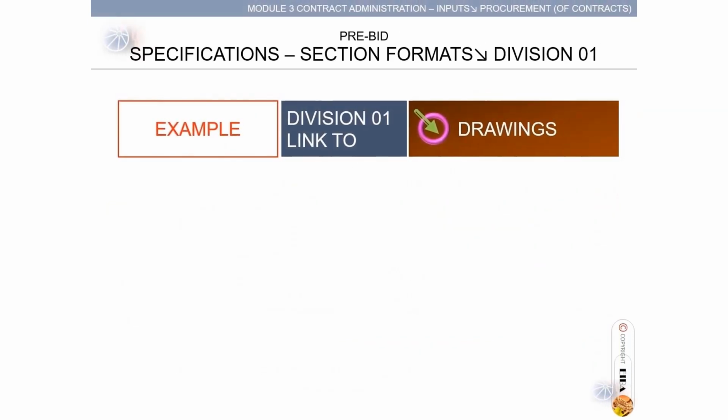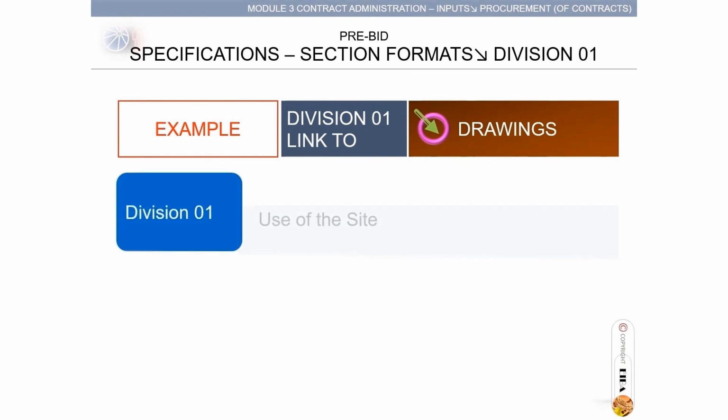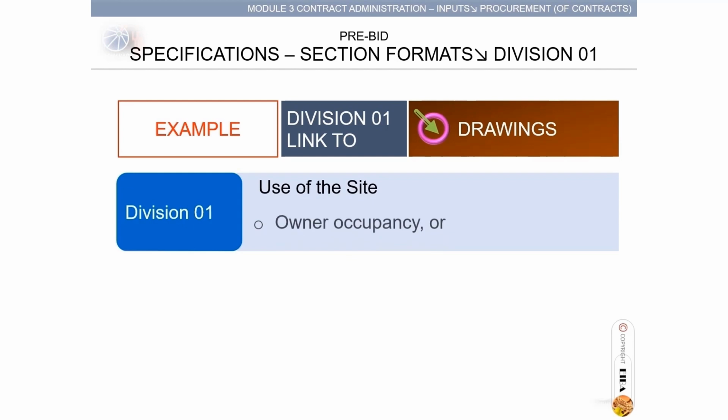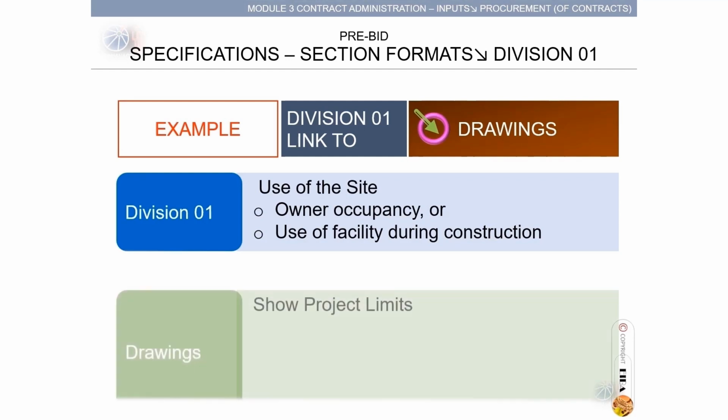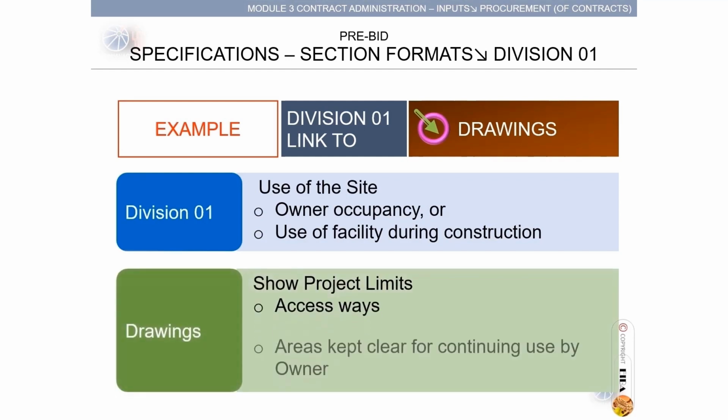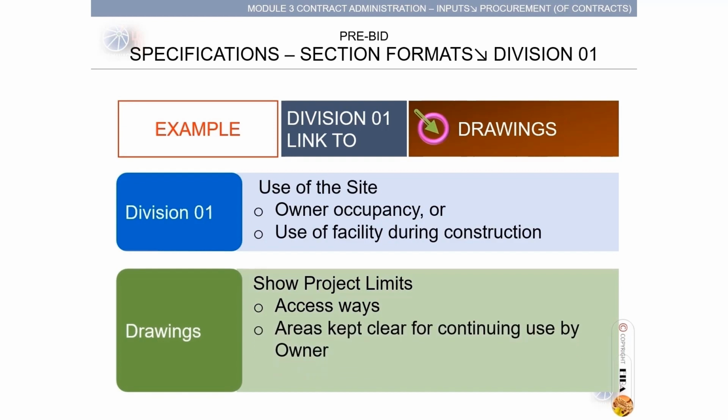Explaining the Division 01 link to drawings in an example: Division 01 describes use of site by defining owner occupancy or use of facility during construction. To help clarify the intents of Division 01, the drawings will show project limits, access ways, areas kept clear for continuing use by the owner, and location of temporary constructions. Drawings link with Division 01 by providing a pictogram instead of contextualization, which is difficult in most cases.